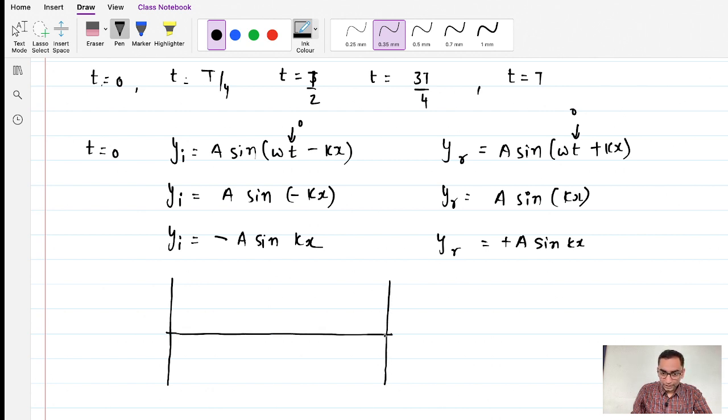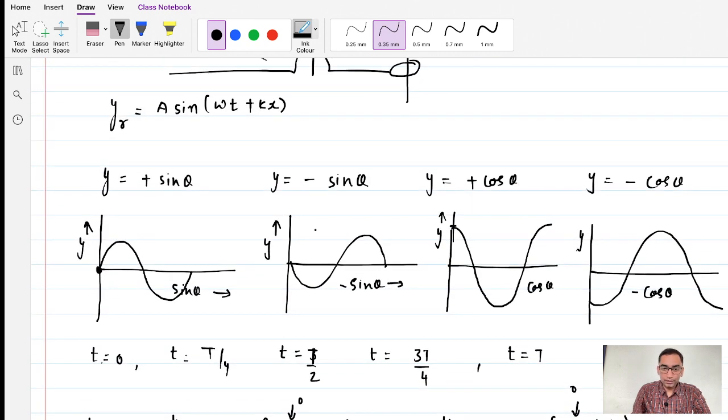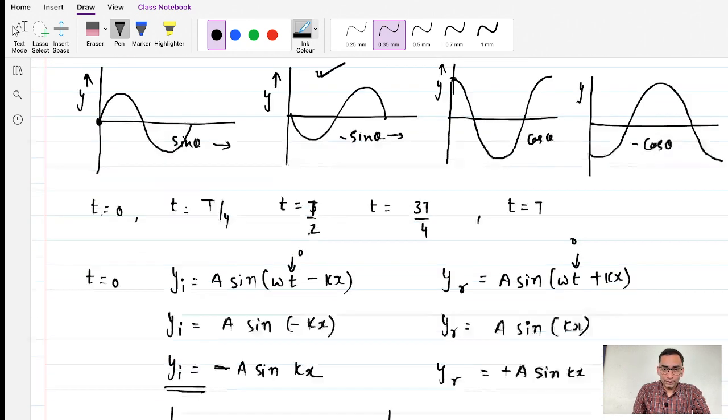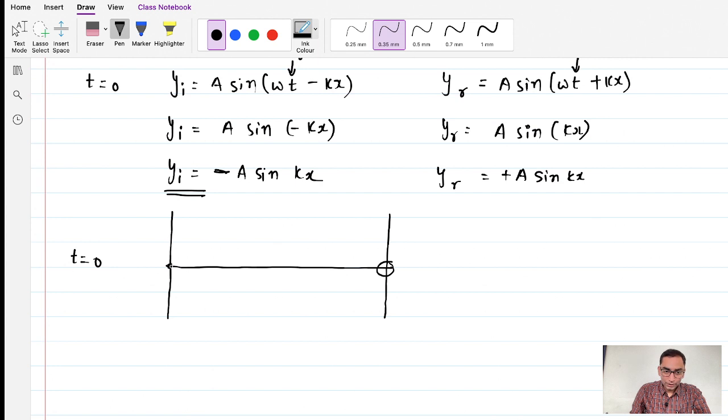Now, if I am asked to plot both the graphs simultaneously, this is the free boundary case like this one, and this is at time t equals 0. Let me plot this graph. Please make sure that there are at least 2 waves of incident and 2 waves of reflected. So now this is the minus sine theta graph, and just now I told you that you need to remember this graph. So I will have to be very patient with my drawing.